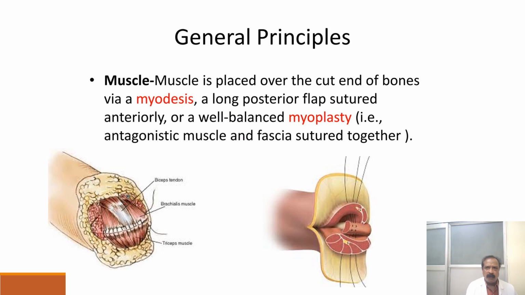So general principles when you amputate, there are two principles, either a myodesis or a myoplasty. Myoplasty means agonist antagonist muscle should be stitched to each other so that there will be no deformity of the stump. And myodesis is the muscle attached to the bone. In certain conditions, it's necessary to attach the muscle, otherwise there may be deformity. So myoplasty prevents the deformity of the stump.